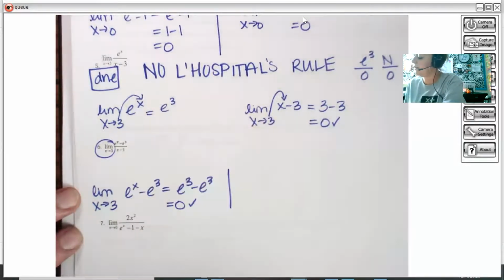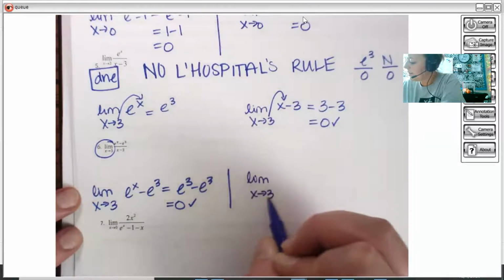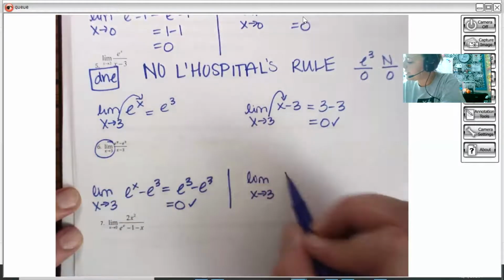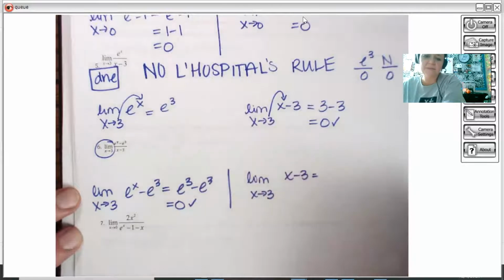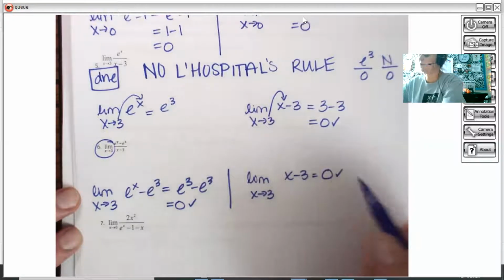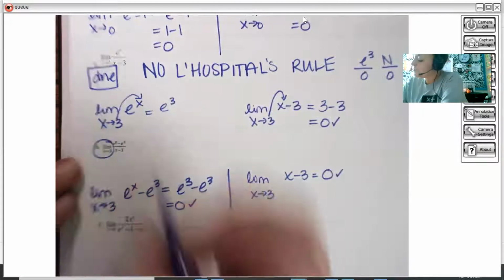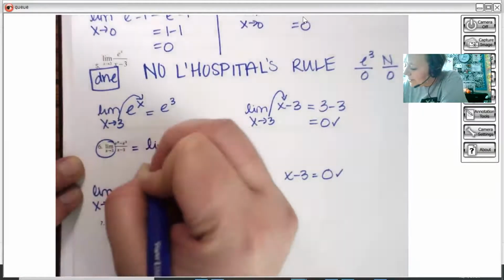Check the other side. We want the limit as x approaches 3 of my bottom function, which is x minus 3. 3 minus 3 gives me 0, which means both of those gave me 0. That means it's a 0 over 0, do more type situation. Okay, but we have to take the derivative. So I'm going to reapply the limit here.